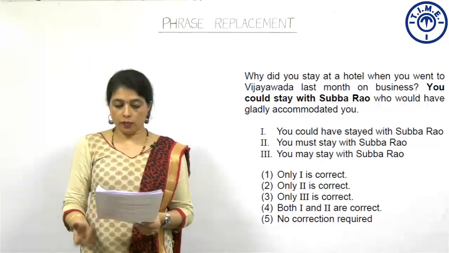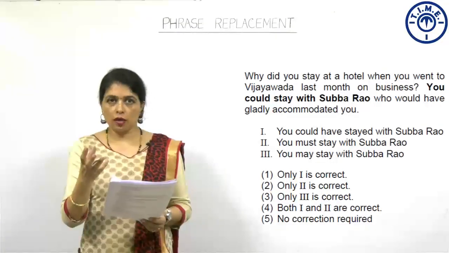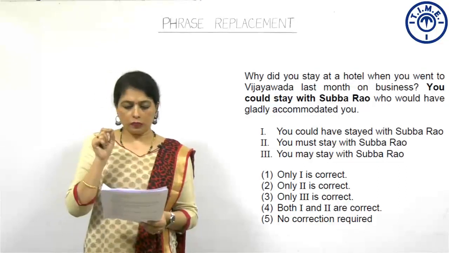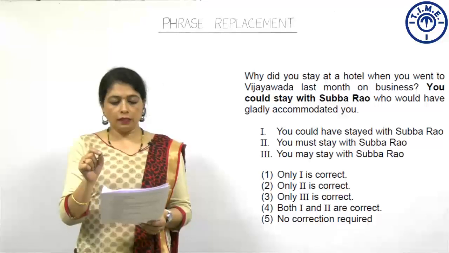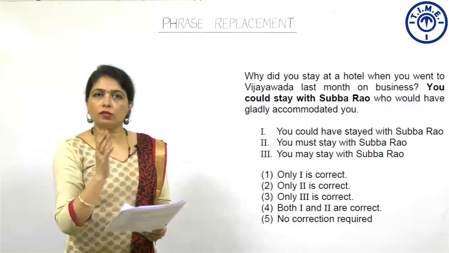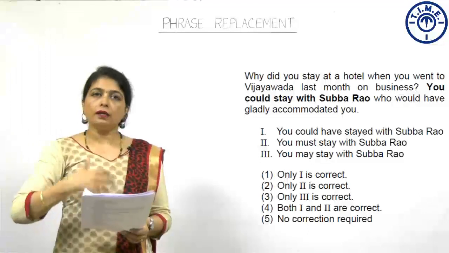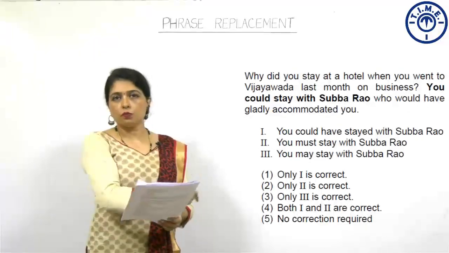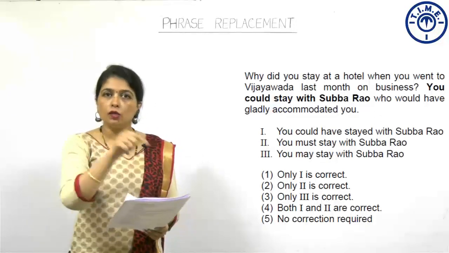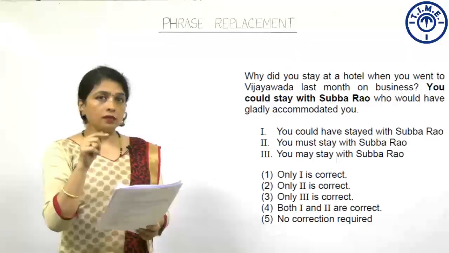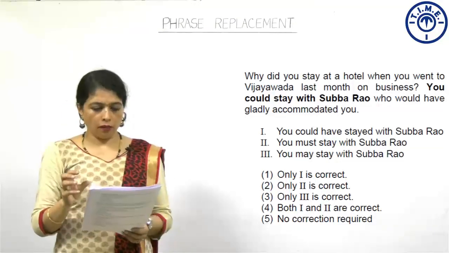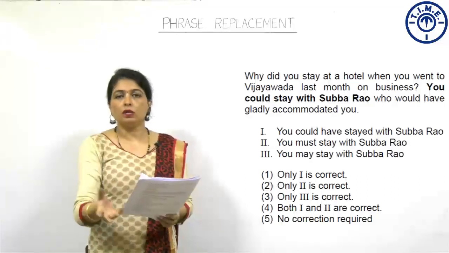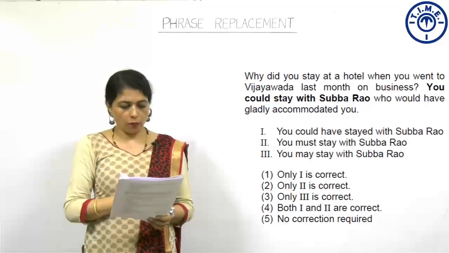Why did you stay at a hotel? And this is the question asked, and there is something presented as a possibility. Now we need to keep in mind the fact that here the author is talking about something which has already happened, and again something which did not happen in the past. That means this person visited a place and he did not stay with a person, and therefore we need to keep this in mind. Now look at the options and decide which completes or which presents this thought appropriately.